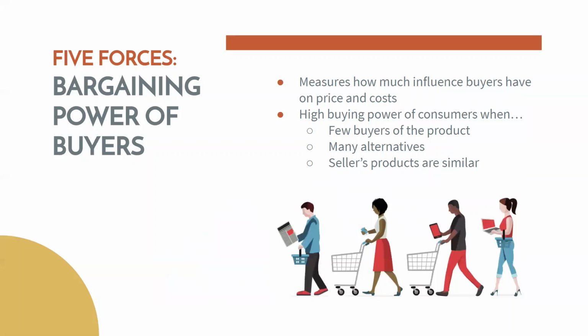The last component is bargaining power of buyers, which measures how much influence buyers have on price and cost. Consumers have high buying power when there are few buyers of a product, and when there are many alternatives, and also when sellers' products are very similar to each other.